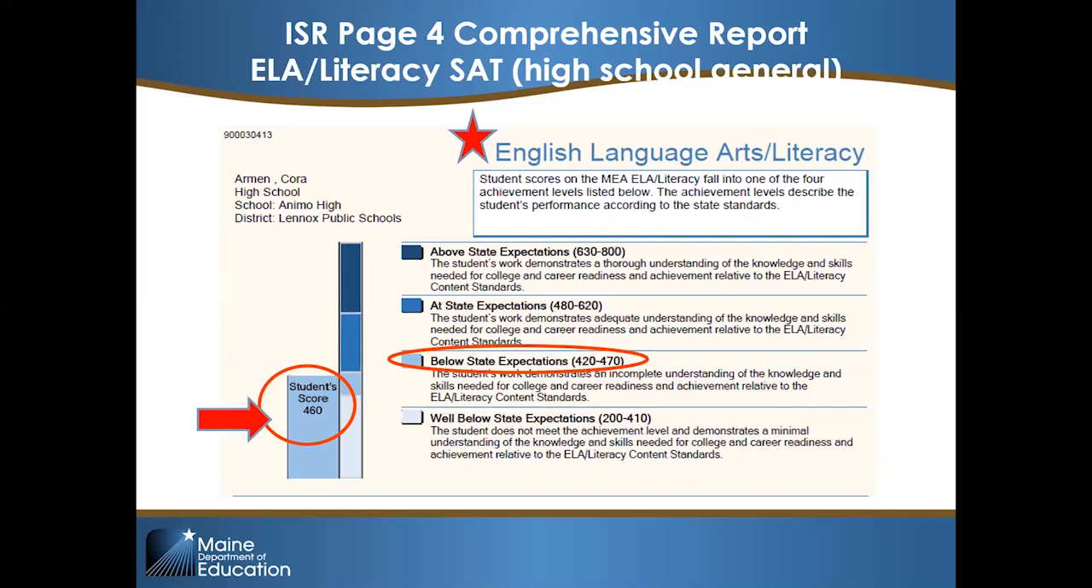The bar graph on the left is the corresponding color of below state expectations achievement level next to the thin bar that shows the distribution of all students statewide in all 4 achievement levels.